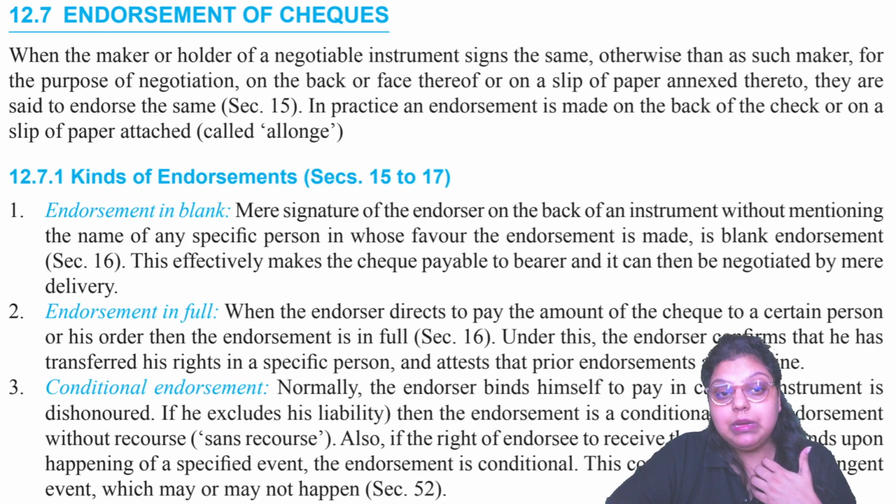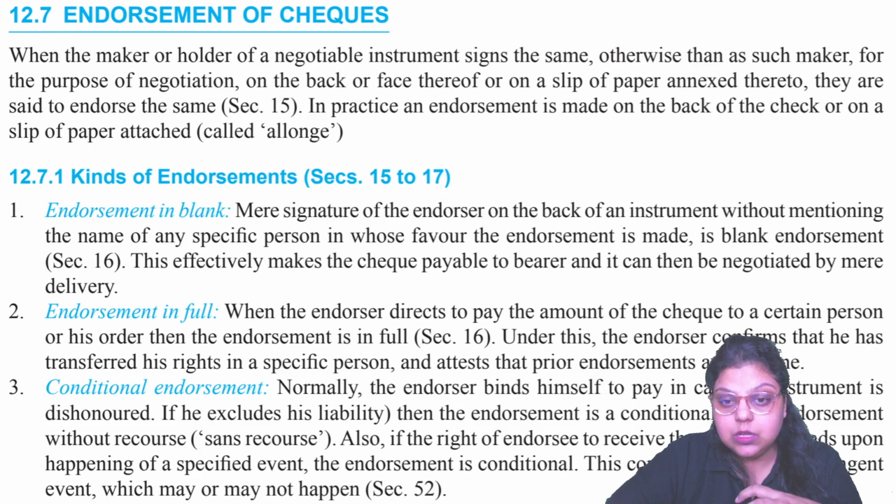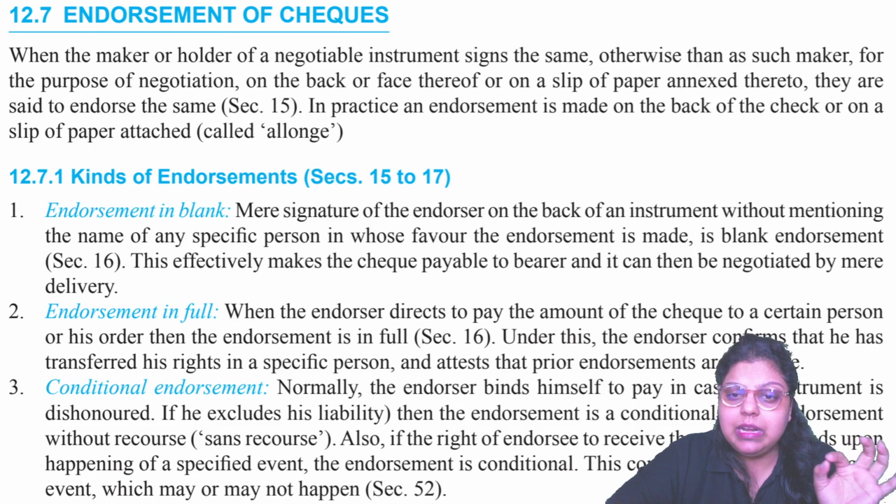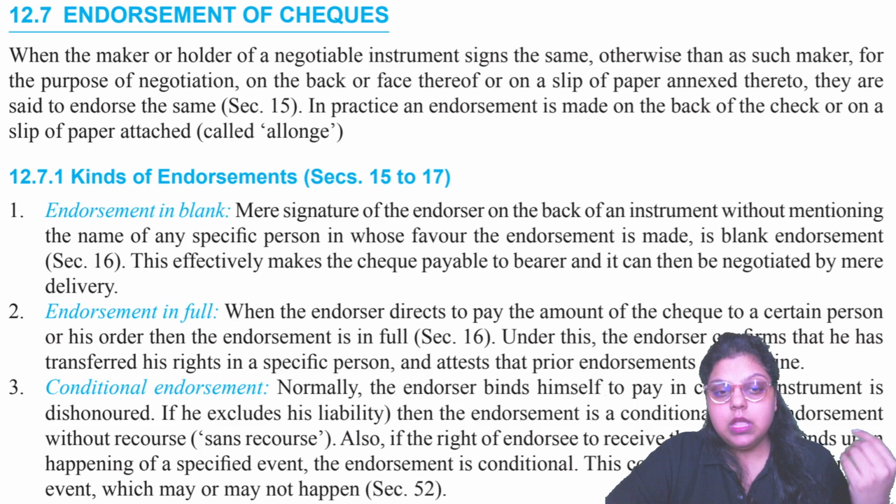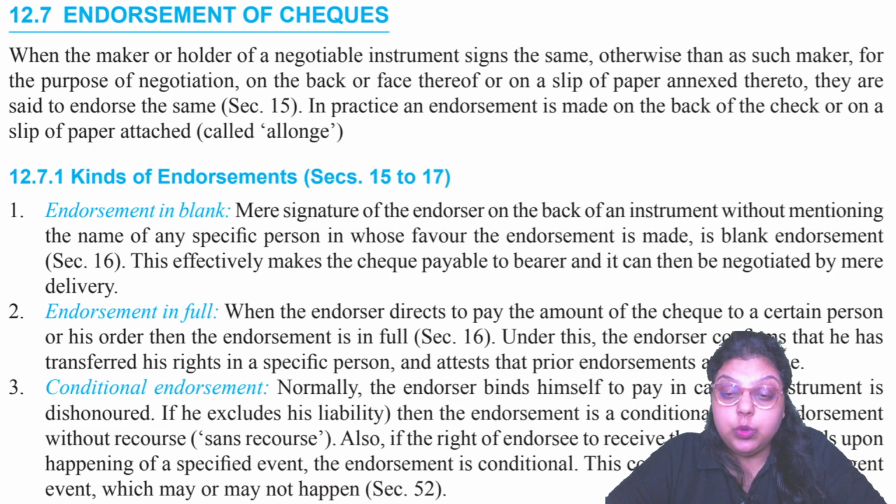So endorsement in blank is simply where the maker or the payee of a check has done a signature on the back side of a check without mentioning the name of any specific person. Okay. Endorsement in full simply means you have defined the name of a person, you have signed it, and every detail required to make the check transfer, you have written it. That's endorsement in full.